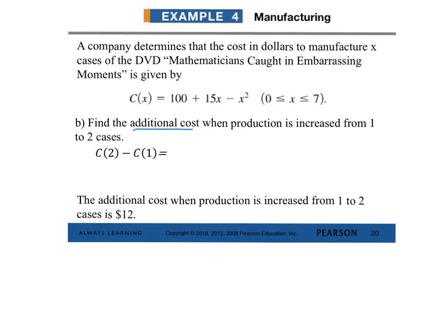So then we move to the second part of the question. Find the additional cost when just one more case is produced, going from 1 to 2. Well, the cost of 2 cases is $126. And the cost of 1 case, if you recall, was $114. And that's a difference of $12.